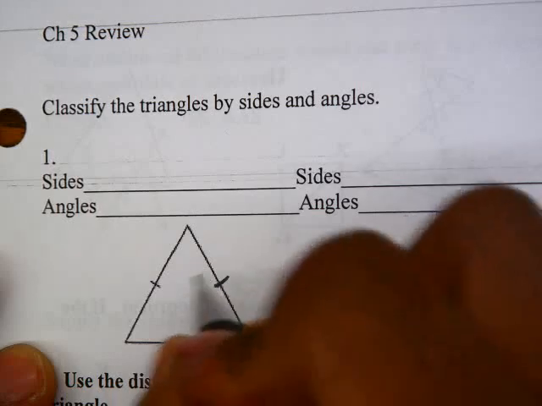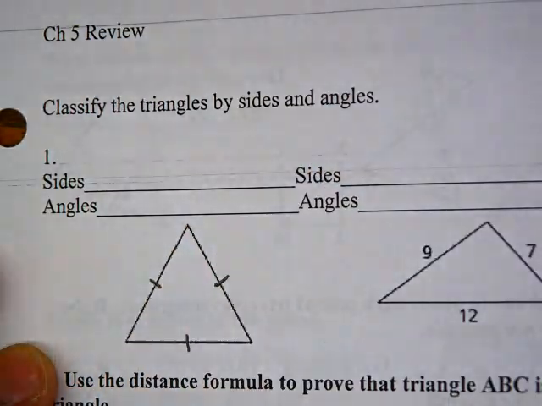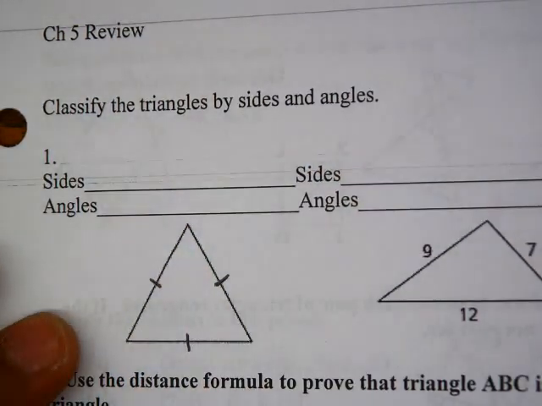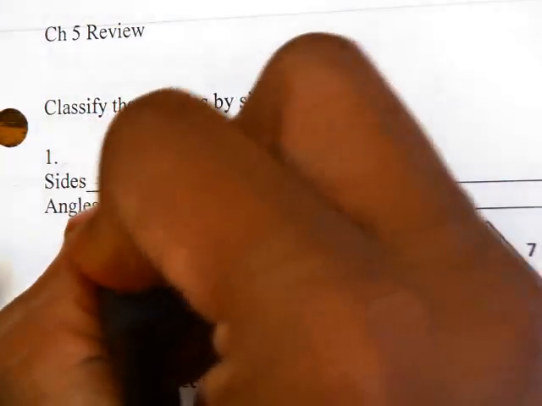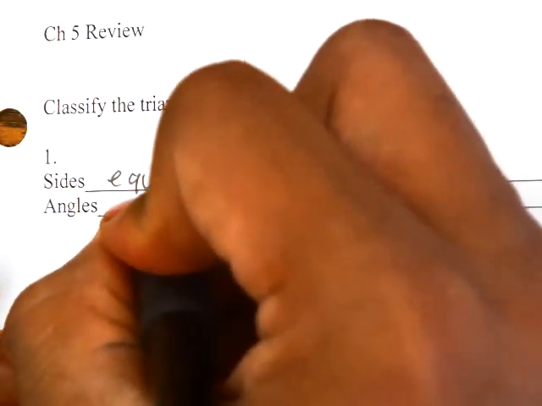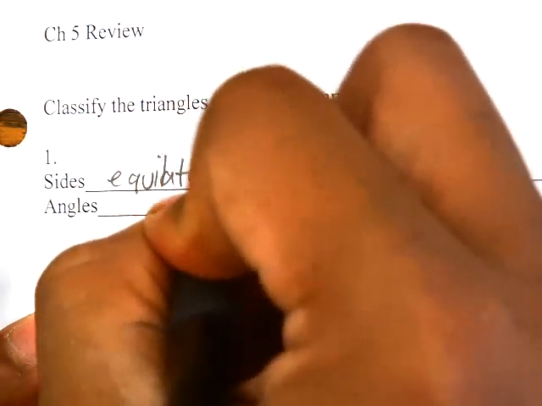So in this first picture, there are markings to signify that all three sides of this triangle are equal. So therefore, this triangle is equilateral. And if I could spell correctly.